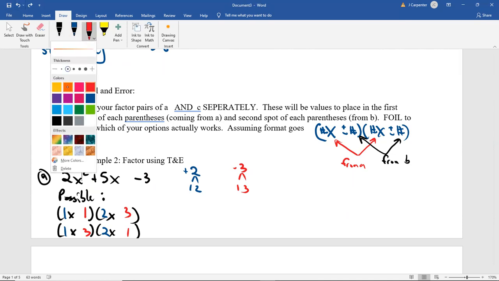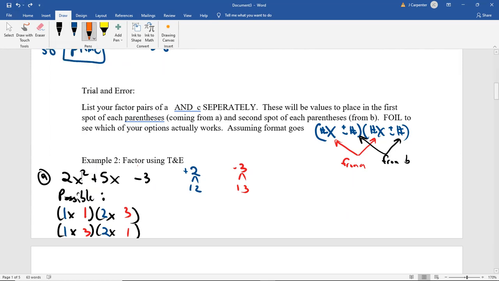Let me switch colors. This right here, this minus 3, says that they should be mixed signs. And this sign says the larger product should be positive. Now notice I said larger product, not just the larger number, it's the larger product. That makes a big difference. So you have to think about the outers and the inners as products to really nail this down. So that should be a mixed sign, which means it either goes plus minus or minus plus.